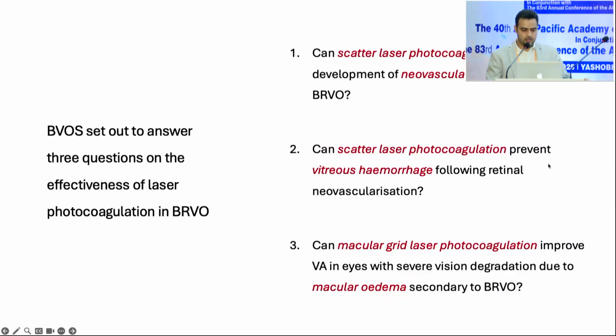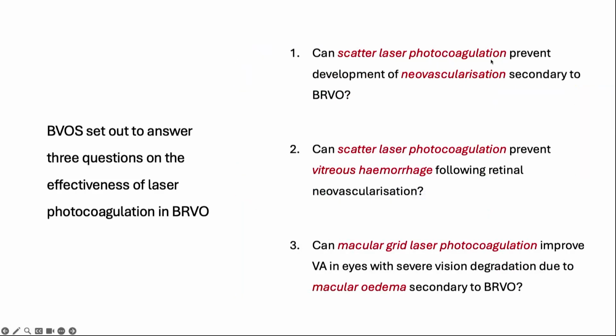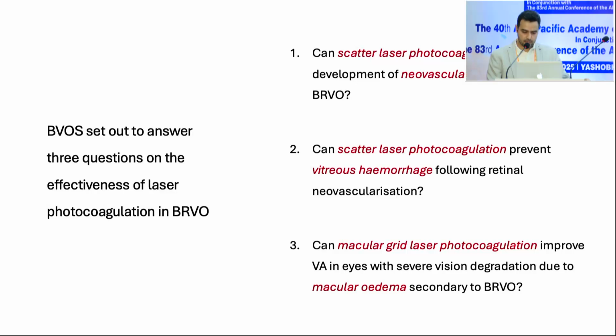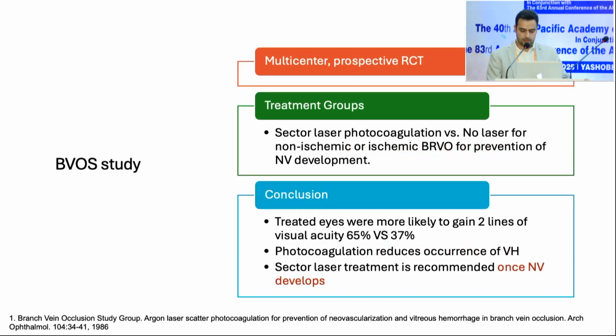Coming on to BVOS, they set out to answer 3 questions. The first question was, can scatter laser photocoagulation prevent the development of neovascularization? The other was whether it can prevent vitreous hemorrhage following the retinal neovascularization. And the third was whether macular grid laser photocoagulation improves the macular edema.